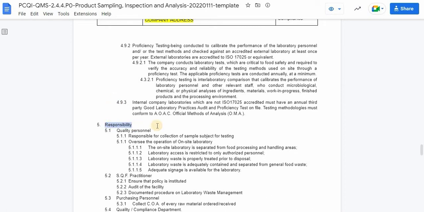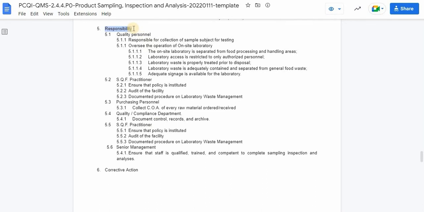Now let's proceed to the fifth component of the program, which is responsibility. The responsibility of the person is indicated. It covers what to perform to comply with the procedure or the policy. First is for the quality personnel. They are responsible for collecting of sample subject for testing and to oversee the operation of on-site laboratory.